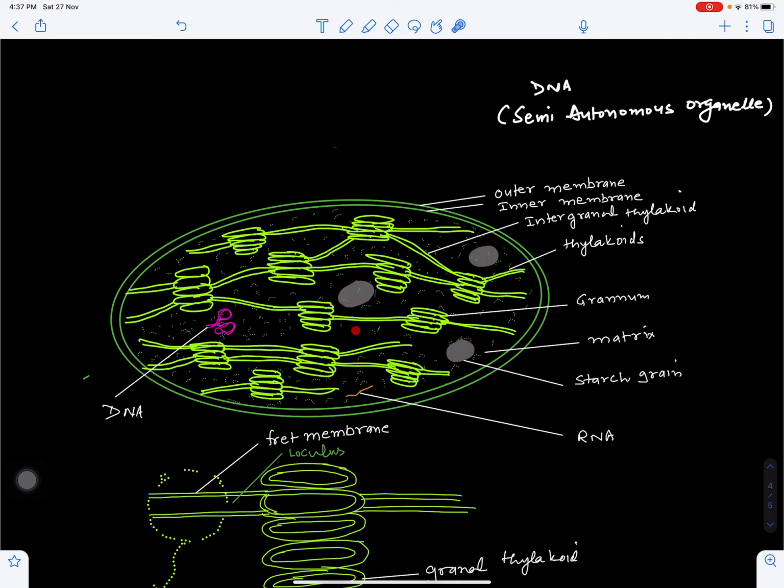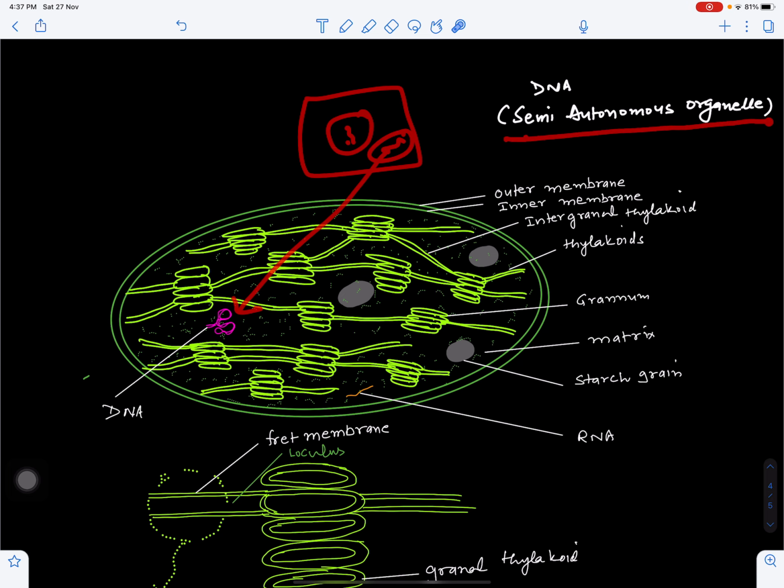Now these chloroplasts have their own DNA. Because of their own DNA, they are also called semi-autonomous organelles. Like DNA is also present inside the nucleus, right? But inside the nucleus, DNA is present, which forms RNA and protein. But this is also present in the chloroplast, like we have seen here, right? So because of the presence of DNA in the chloroplast, they can also make their own RNA and protein in the chloroplast. So this is called a semi-autonomous organelle.